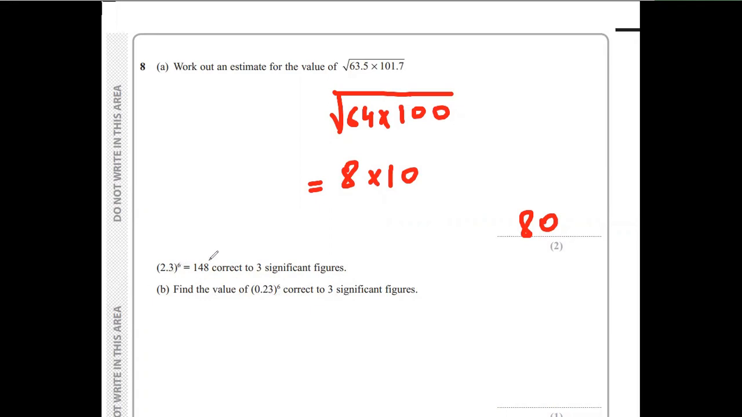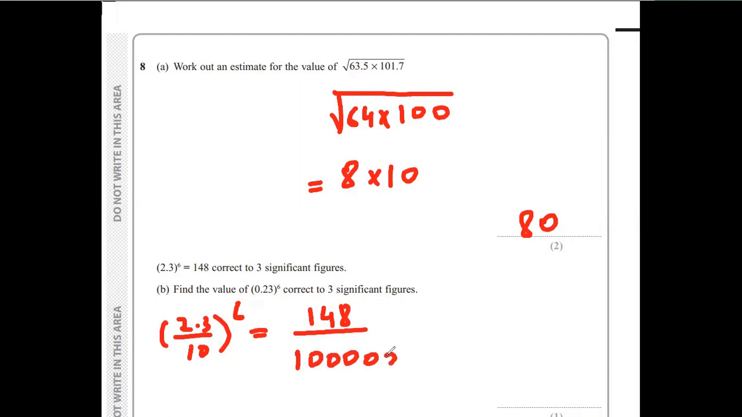Right, so 2.3 to the power of 6 is this, but what we can see is that we can actually write 0.23 as 2.3 divided by 10, all to the power of 6. And this means 2.3 to the power of 6 and also 10 to the power of 6. 2.3 to the power of 6 will be just 148. And 10 to the power of 6 is the same as 1 and 6 zeros. Okay, so basically 1 million.